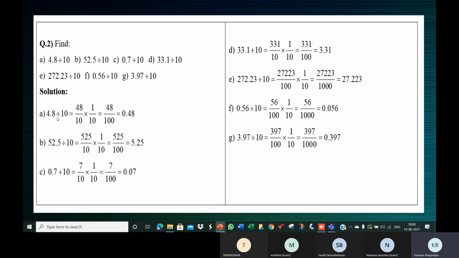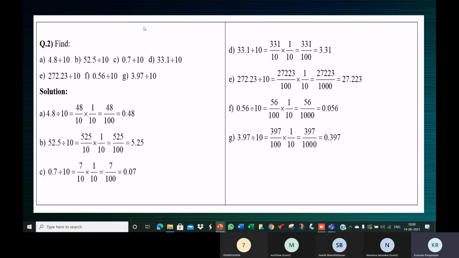Will the decimal move here like this, 48, or will it go here like this, 0.48? How will it become 48? 4.8 is between 4 and 5. You're dividing that by 10, so it becomes still smaller. How can it become 48? You have only less than 5.